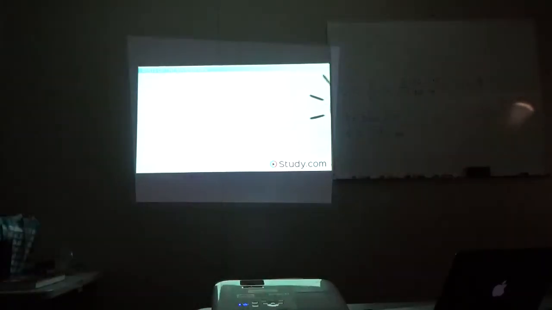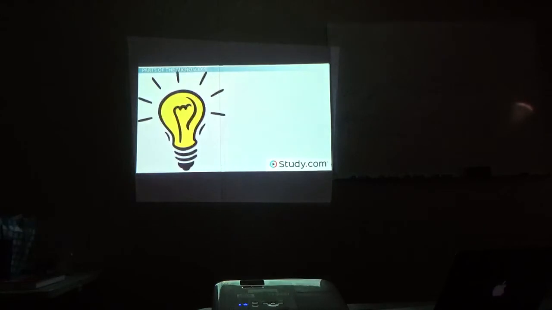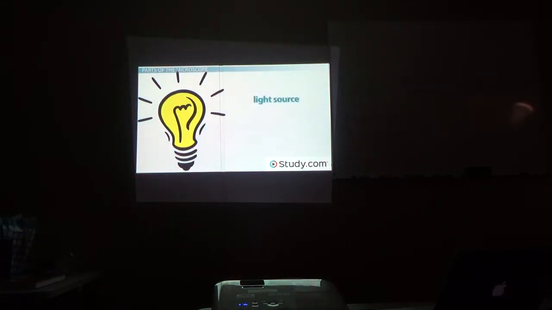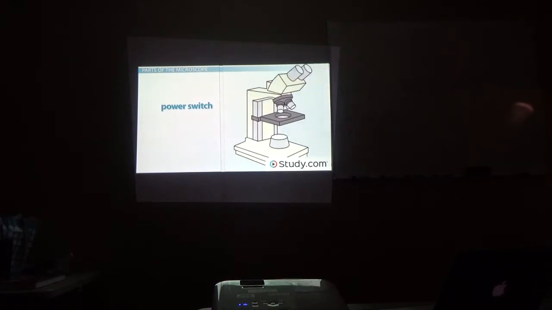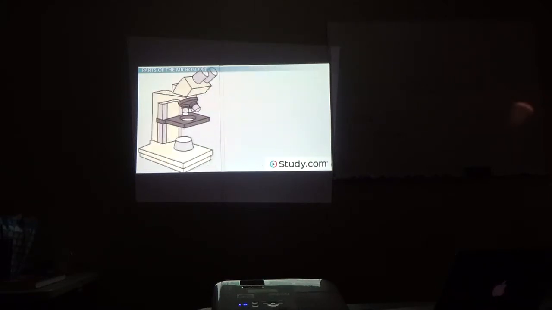Quite possibly the most important part of the compound light microscope is, well, the light source. Okay, maybe the power switch is the most important part because that's what allows you to have light in the first place. But the light source is definitely next on the list of important parts. It's found at the base of the microscope, and you can adjust the brightness of the light by rotating the light source knob.